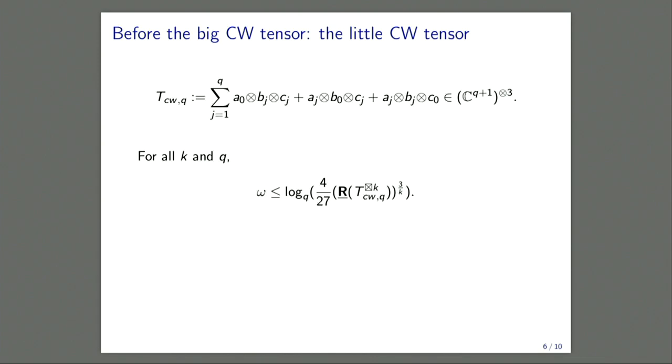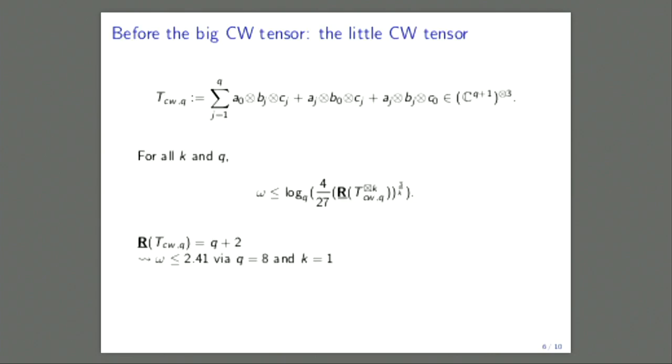There it is. Okay. So before the big Coppersmith-Vinograd tensor, there was this simple-looking tensor. It's defined for every q greater than 1. It looks quite easy to write down as a tensor. And you can see with these manipulations that you can get upper bounds on the exponent. And you get pretty close to the world record.